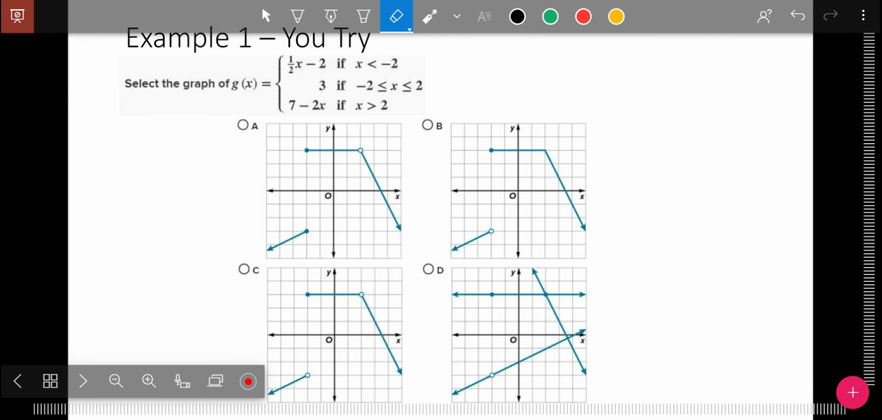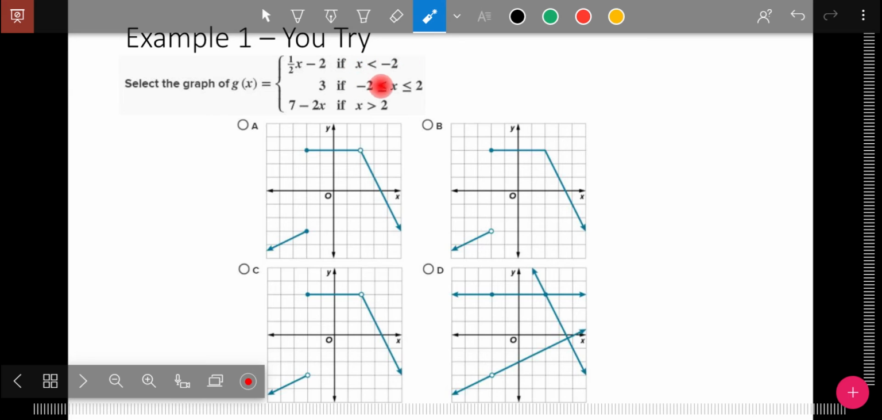Give it a try here. Do you think it's A, B, C, or D? All right, let's start discussing this a little bit. 1/2 x minus 2. So if I was at -2 and I went down 1/2, down 1/2, I would have this. And so all of them have some little bit of that.